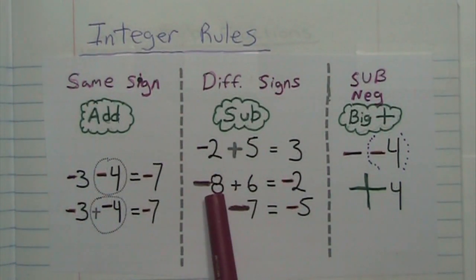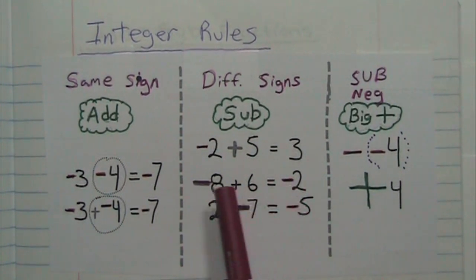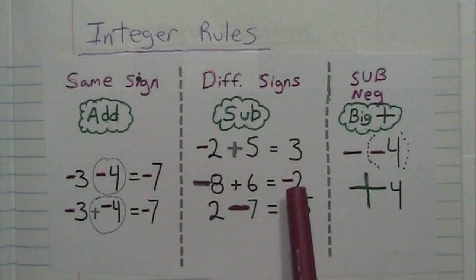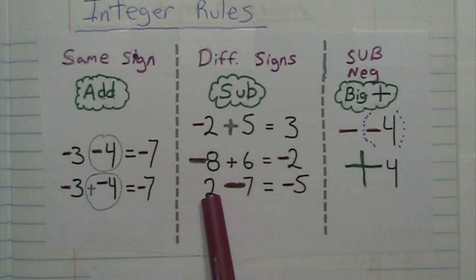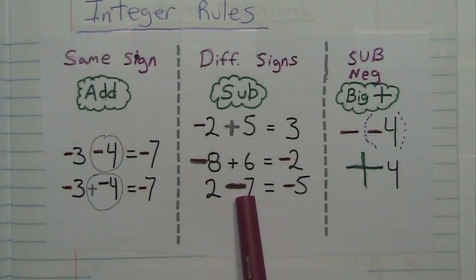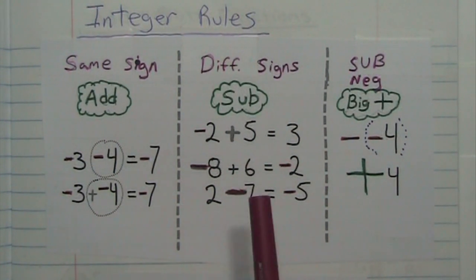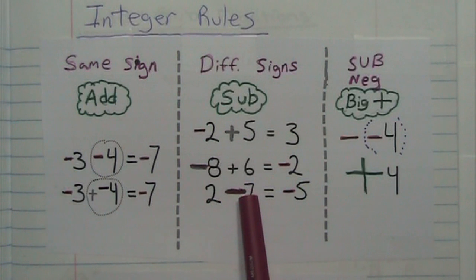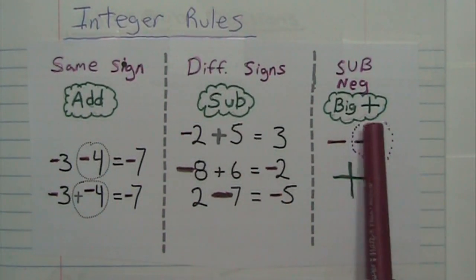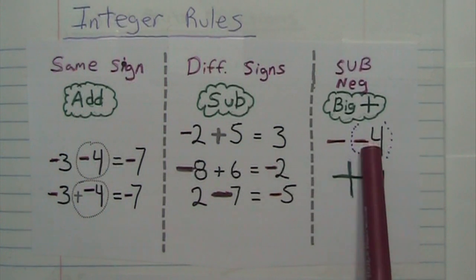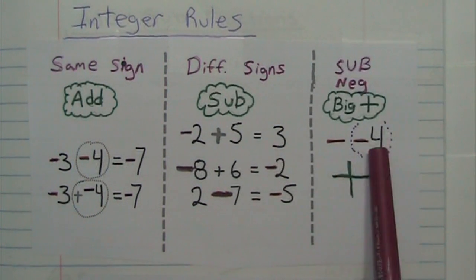Okay, let's see, we have different signs. 8 take away 6 is 2, there's more negative, so the answer is negative. And 2 minus 7, that's like 2 and -7. And they're different signs. There's more negative. 7 take away 2 is 5. It's -5.